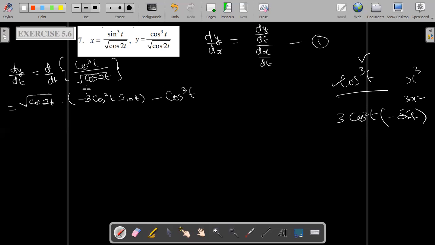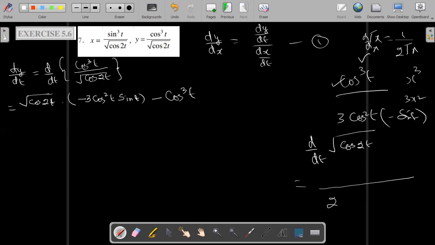and differentiate this under root. So how to differentiate this under root cos 2t? How many functions are there? 3 functions. One is root, another is cos, and then 2t. So root, the differential of under root x is 1 by 2 root x. So the outermost is root, so the differential of root will be 1 by 2 root cos 2t.